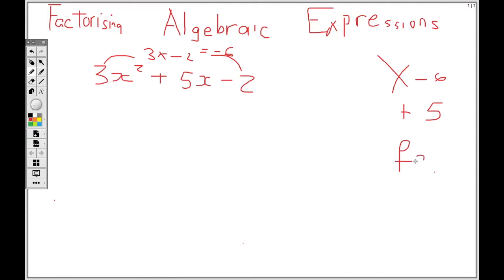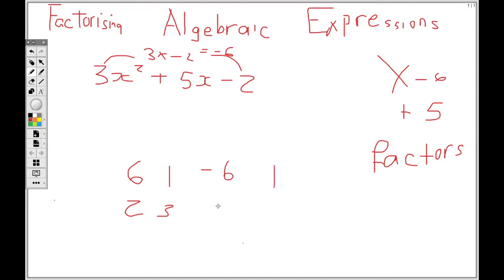So again, we need the factors. So you can look at the combination that gives you 6. 6 times 1, 2 times 3. And looking at this, 2 plus 3 will give you 5, and 6 take away 1 can give you 5. So let us play with the signs. We can have negative 6 and 1. We can have positive 6 and negative 1. We can have 2 and negative 3, negative 2 and 3.